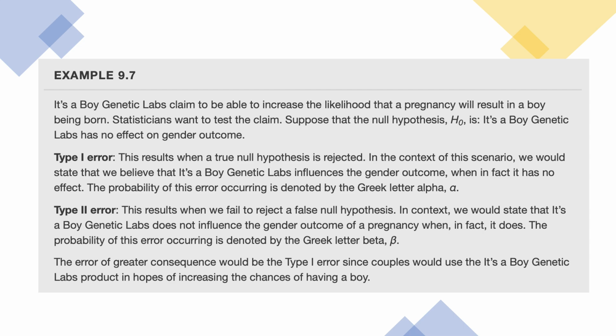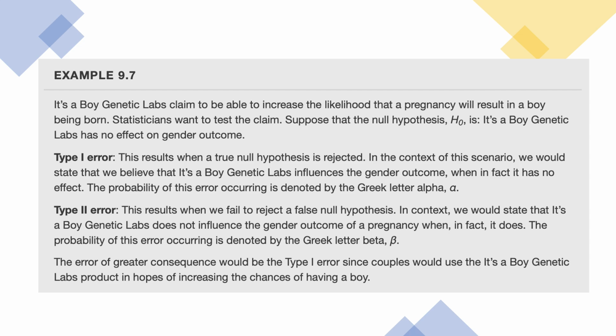Then a type 1 error results when a true null hypothesis is rejected. In the context of this scenario, we would state that we believe that It's a Boy genetic lab influences the gender outcome, when in fact it has no effect.